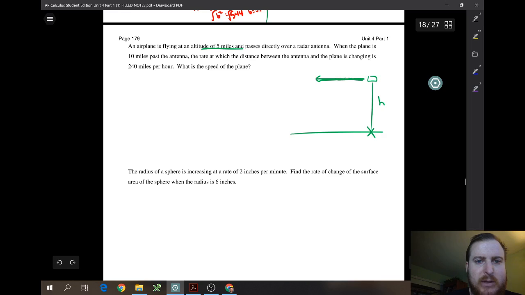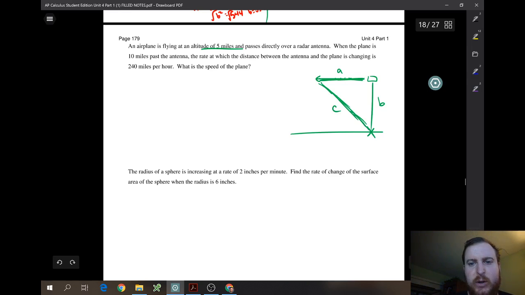So when it's 10 miles past the antenna, we're going to just call this A. Maybe we'll even just call this B, for A and B, because we're going to see that it's going to become a right triangle. So when the plane is 10 miles past the antenna, the rate at which the distance between the antenna and the plane, so the distance between the antenna and the plane, that's going to be our C.